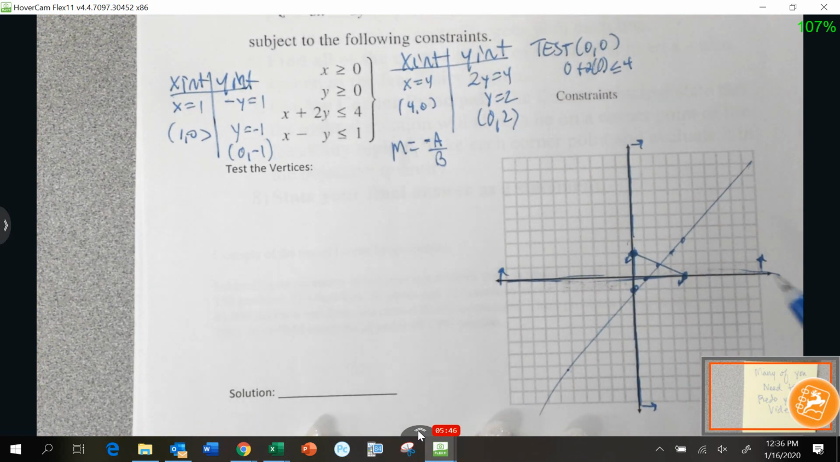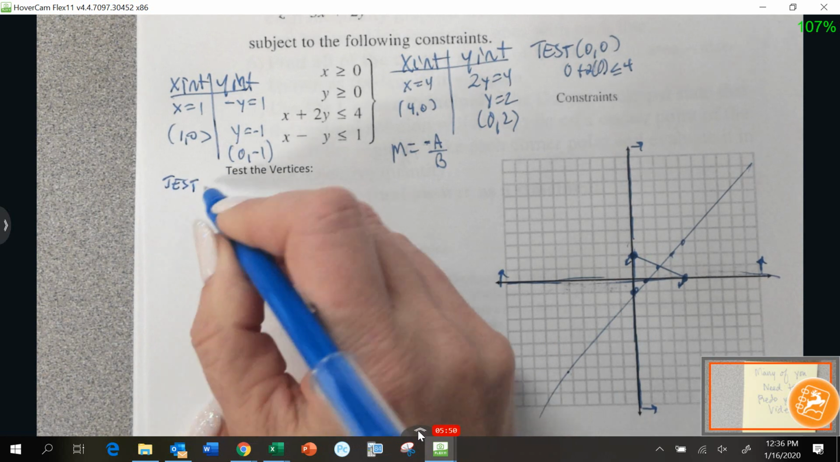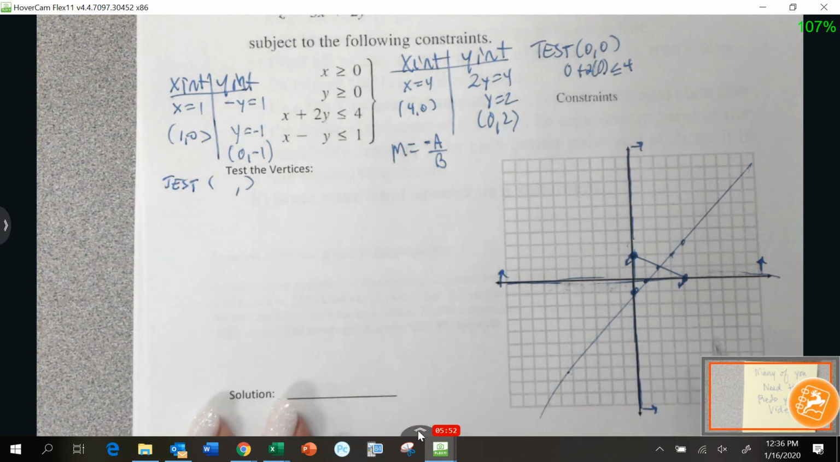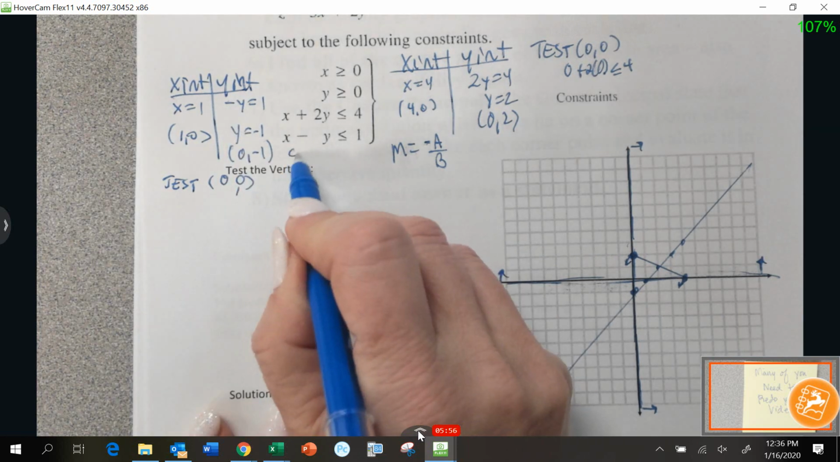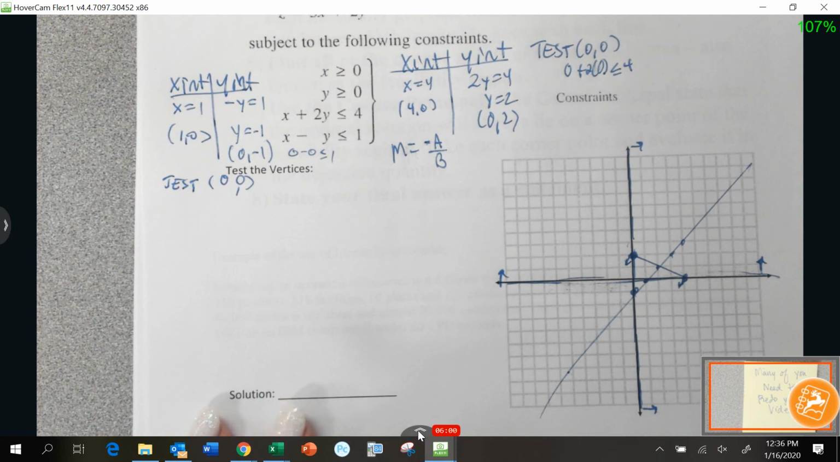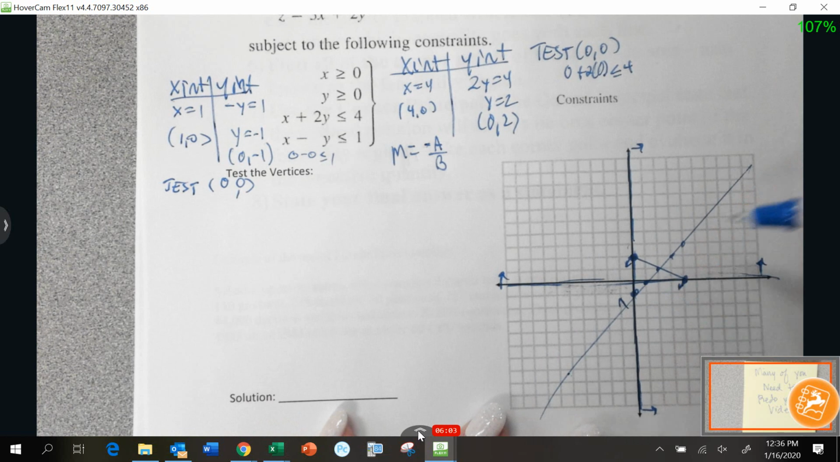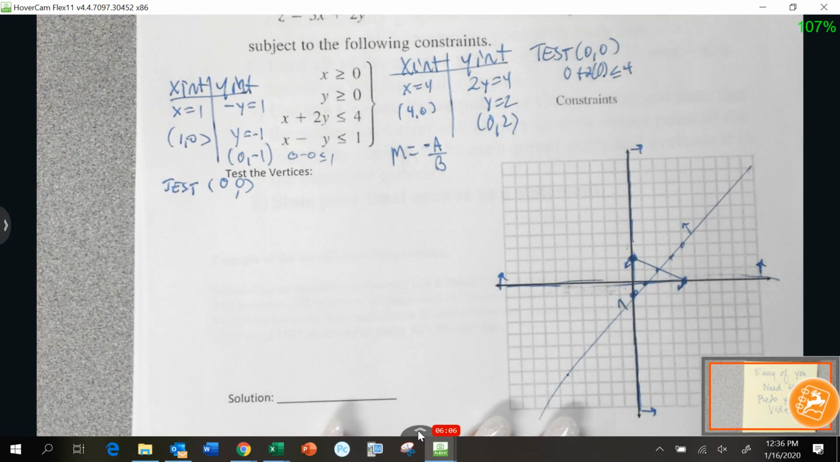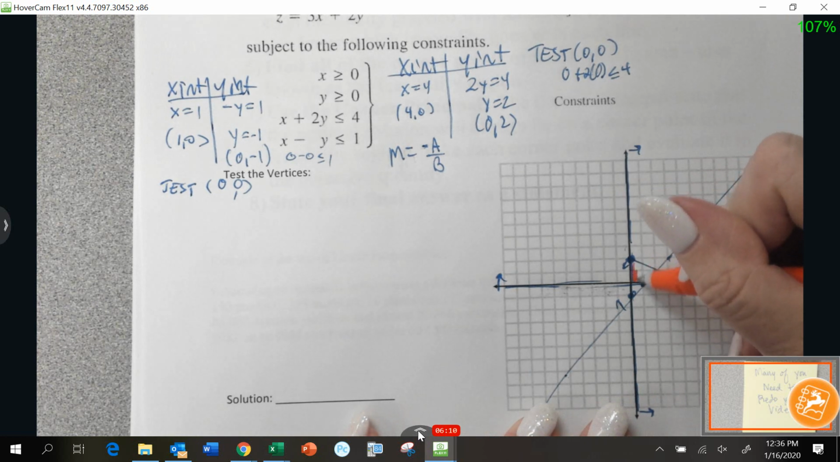Now, when I test a point for this, anybody have a suggestion? Kia, what point would you test? Okay, 0, 0. I'm going to plug it in. 0 minus 0 less than or equal to 1. True. So we will shade towards 0, 0. It will be that direction. When I go and I overlap everything and I see what it all has in common, this is the final shaded region.